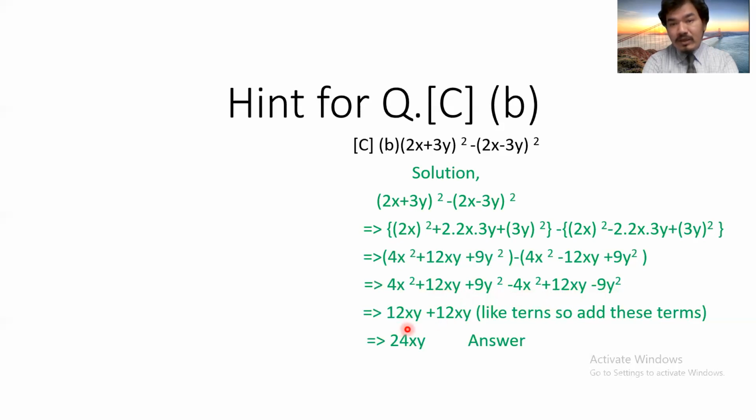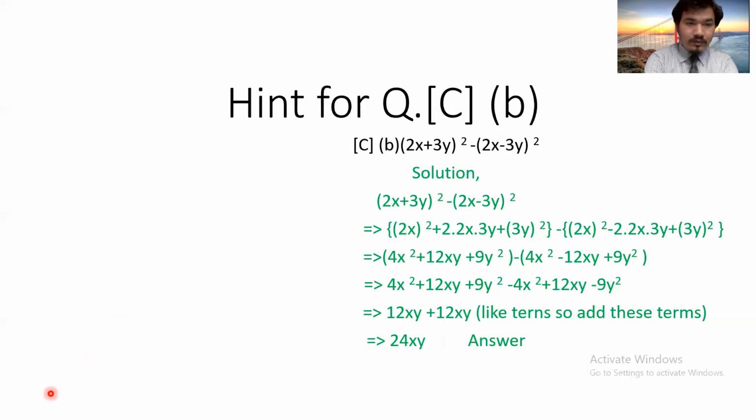These two terms, 12xy and 12xy, are like terms, they are remaining, so we add them. Here are given some hints. When you add this 12xy with 12xy, it will be 24xy. That will be our answer. You can mention the answer, because after this we cannot go forward any step. That is the meaning of the answer. After that step we cannot go forward even one step, that's why it's the answer.